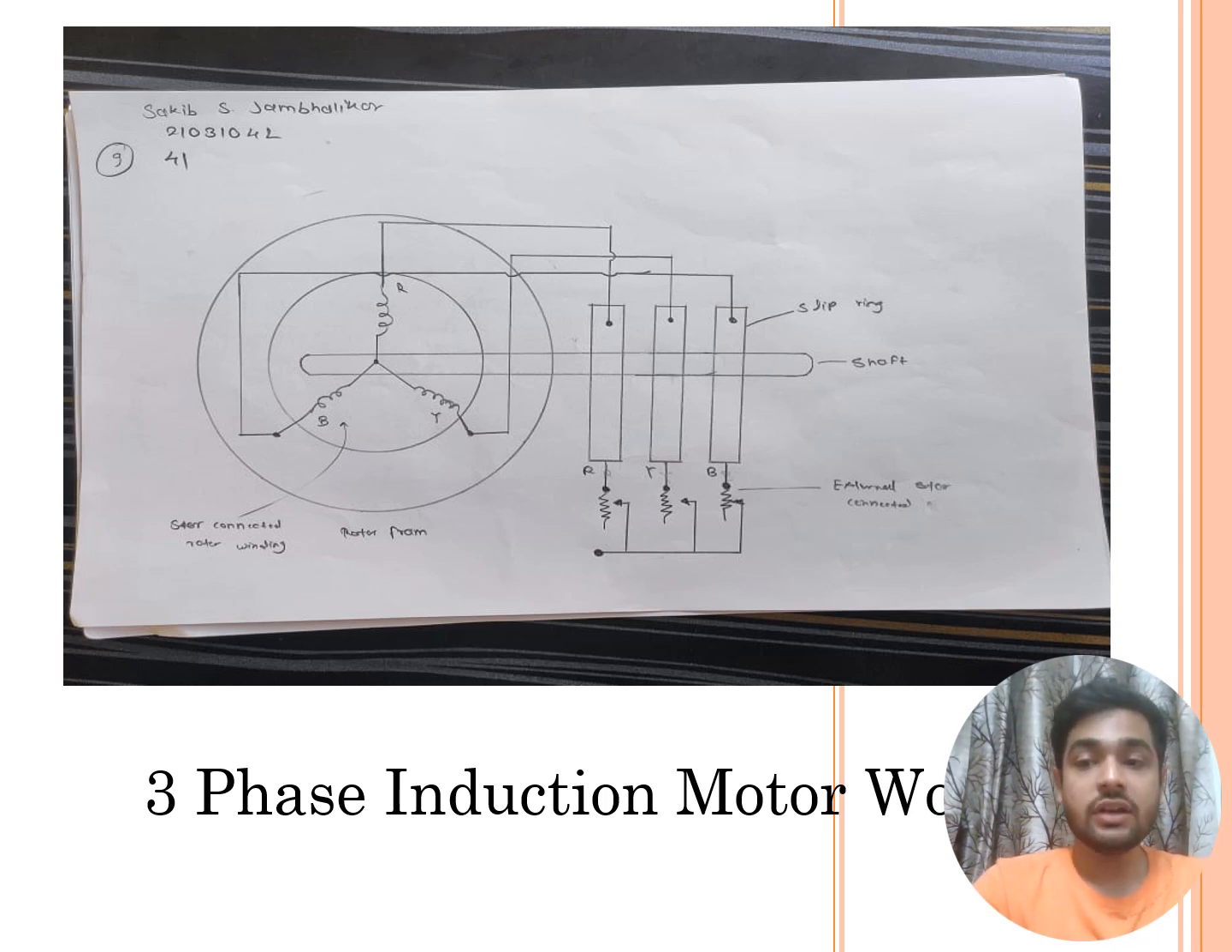Synchronous speed has a formula: Ns equals 120 f divided by P, where f is the frequency and P is the number of poles. So now moving towards the main part, the secret behind the rotation.